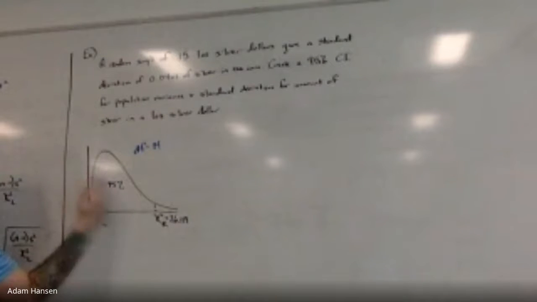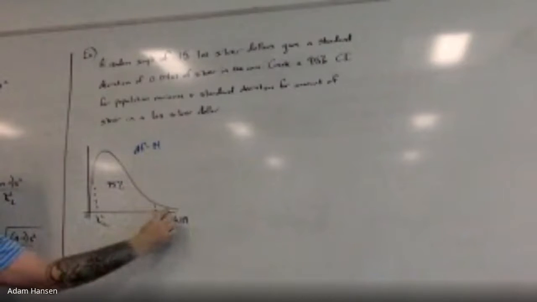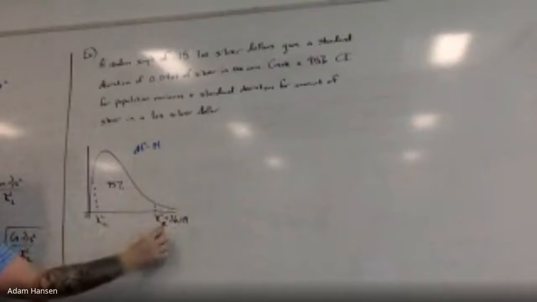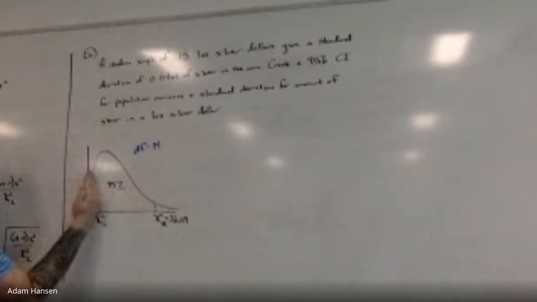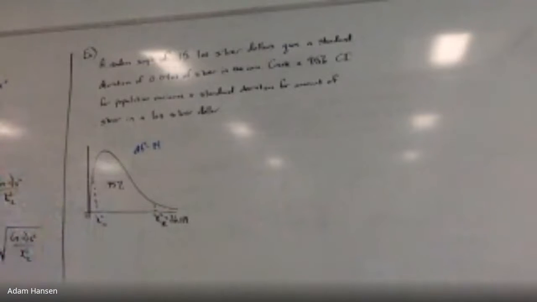We know there's 2.5% in this right tail to the right of the chi-square right value. We know there's 95% in the middle. So what's to the right of the chi-square left cutoff? Okay, so let's look up 0.975 with 14 degrees of freedom. Degrees of freedom, 14. 0.975, you can see in this column here. Is that 5.629?